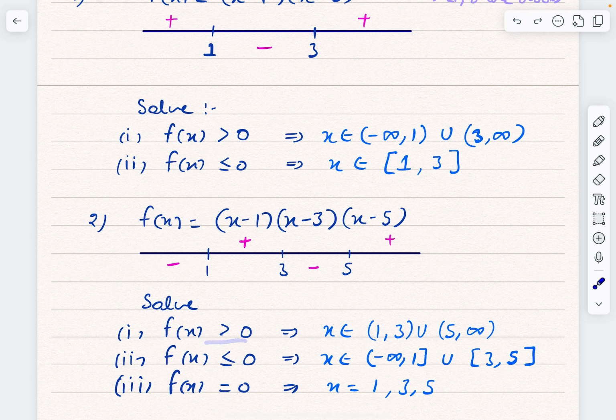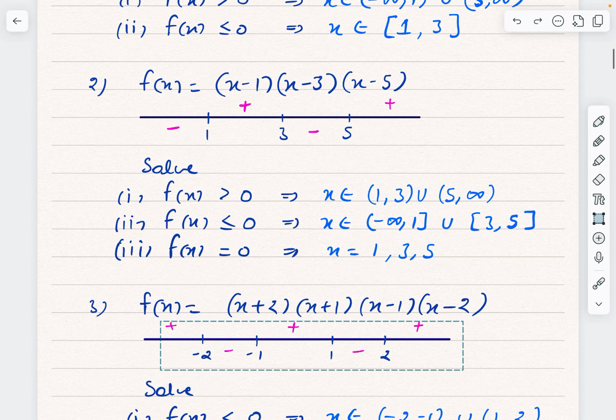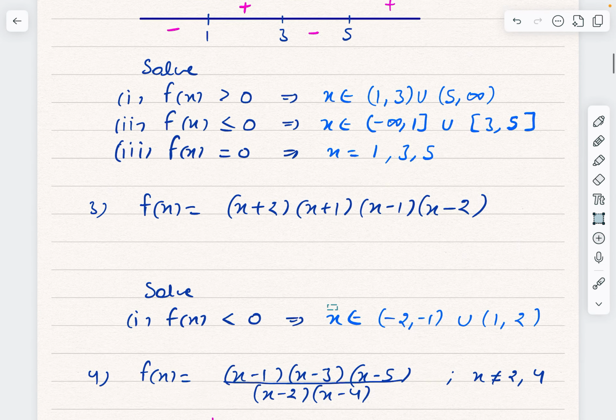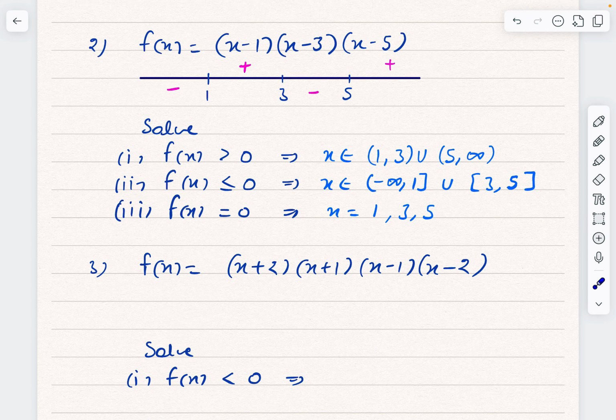Greater than 0: x belongs to open 1 to open 3 union open 5 to infinity. Less than or equal to 0: x belongs to open minus infinity to close 1 union close 3 to close 5. f(x) equal to 0: x is equal to 1, 3, 5. I hope it is clear. Let us go to the next problem. I just want to take a pause, try this problem once yourself, then we'll start discussion.